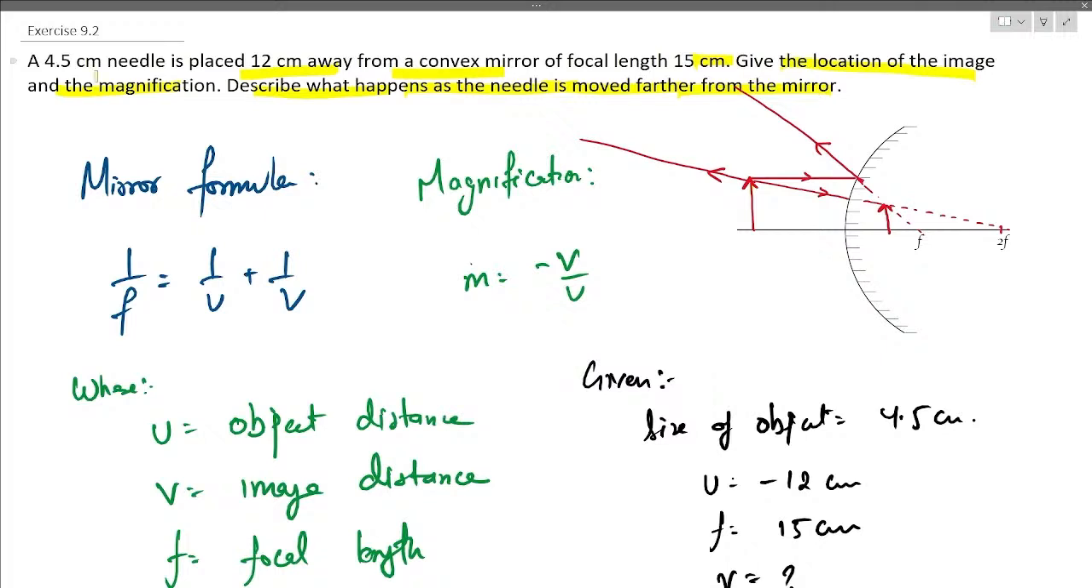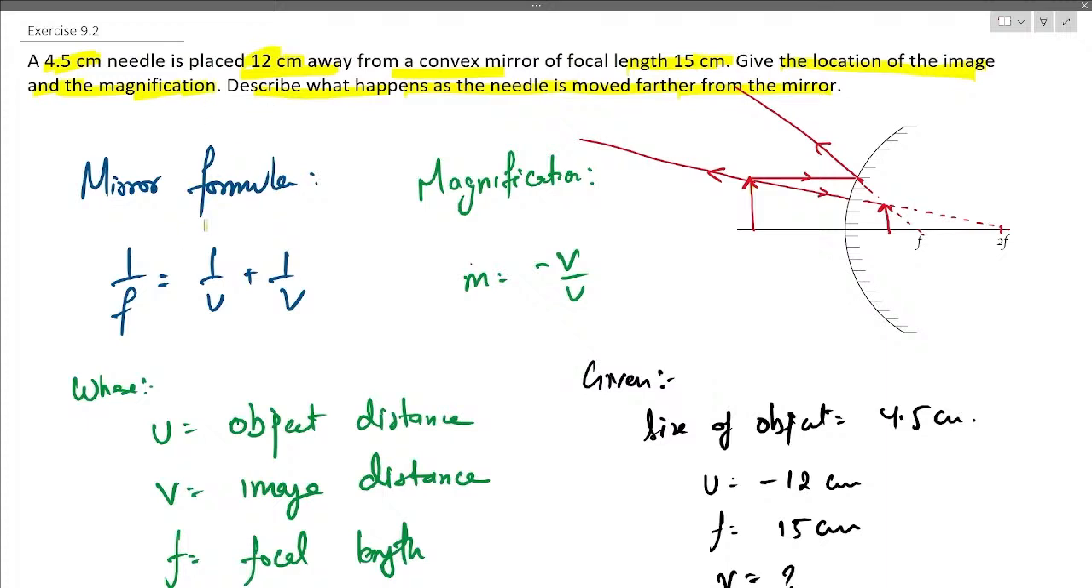So here the height of the object is given, that is 4.5 centimeter, and the distance from the mirror is also given, that is 12 centimeter, and the focal length of the mirror is also given. So we have to find out the location of the image, that is the value of v, and the value of m, that is magnification.